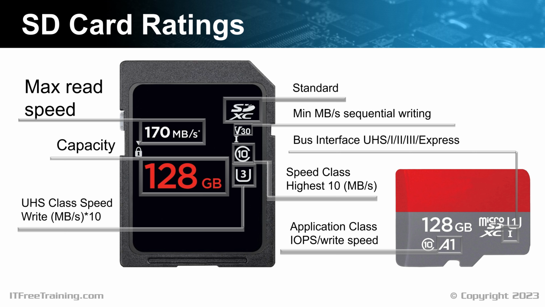At the time of the making of this video, there were only 2 application performance classes, these being A1 and A2. Both support a minimum sequential write speed of at least 10 megabytes per second. However, what is different is the number of random IOPS it supports. A1 supports a minimum of 1,500 IOPS for reading and 500 IOPS for writing. A2 supports a minimum of 4,000 IOPS for reading and 2,000 IOPS for writing. A2 supports more IOPS than A1 does.